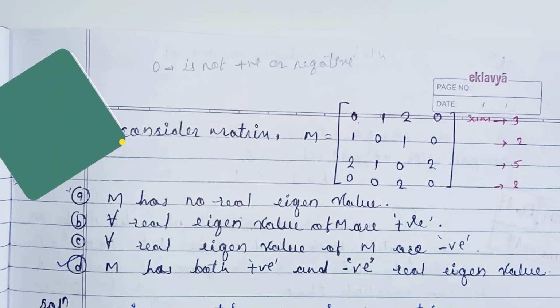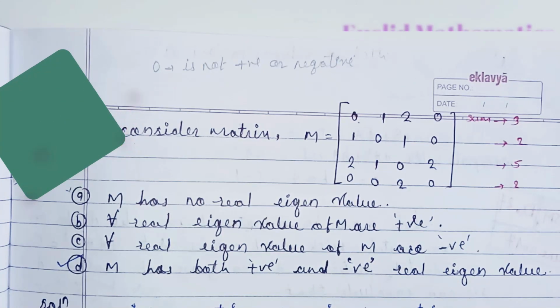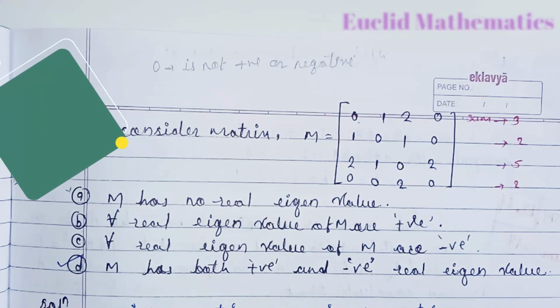Today I'm solving one of the previous year questions from the GATE exam, from Linear Algebra. This is my second video on Linear Algebra. If you want more videos, you can see them on my playlist. This question was asked in GATE 2019. It is for 2 marks. It's a very easy question. We just need to know a little fundamentals, the basic concepts about linear algebra.